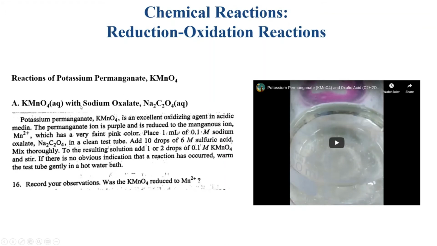So what tends to happen with permanganate is, because it's in such a high oxidation state, it wants to take electrons to reduce its oxidation state to some lower number. And what's interesting about potassium permanganate is that compounds with lower oxidation states will have different colors. The permanganate ion is purple and is reduced to the manganese ion, Mn2+, which has a faint pink color.